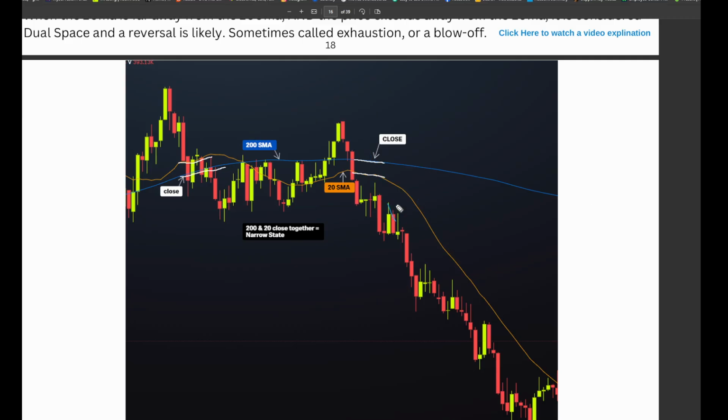Don't just buy, because if this was all red candles and no greens here, we wouldn't even have got in. We would have just waited for the next move, right? So it's very, very key to make sure you know what state these SMAs are in, because the moves we look for, they come from a narrow or neutral state.